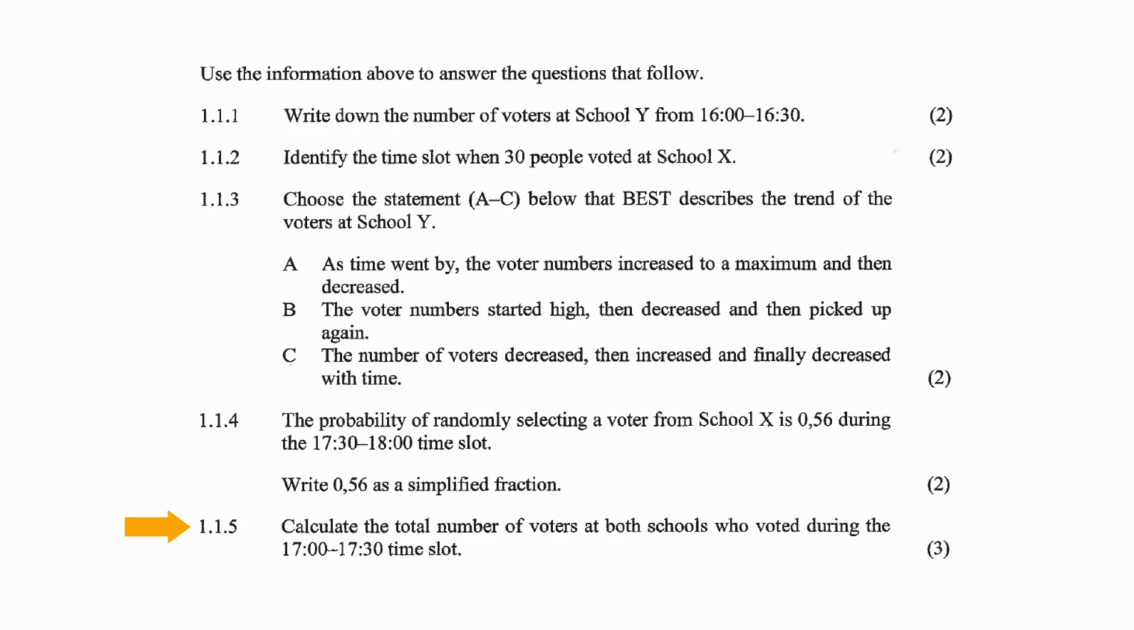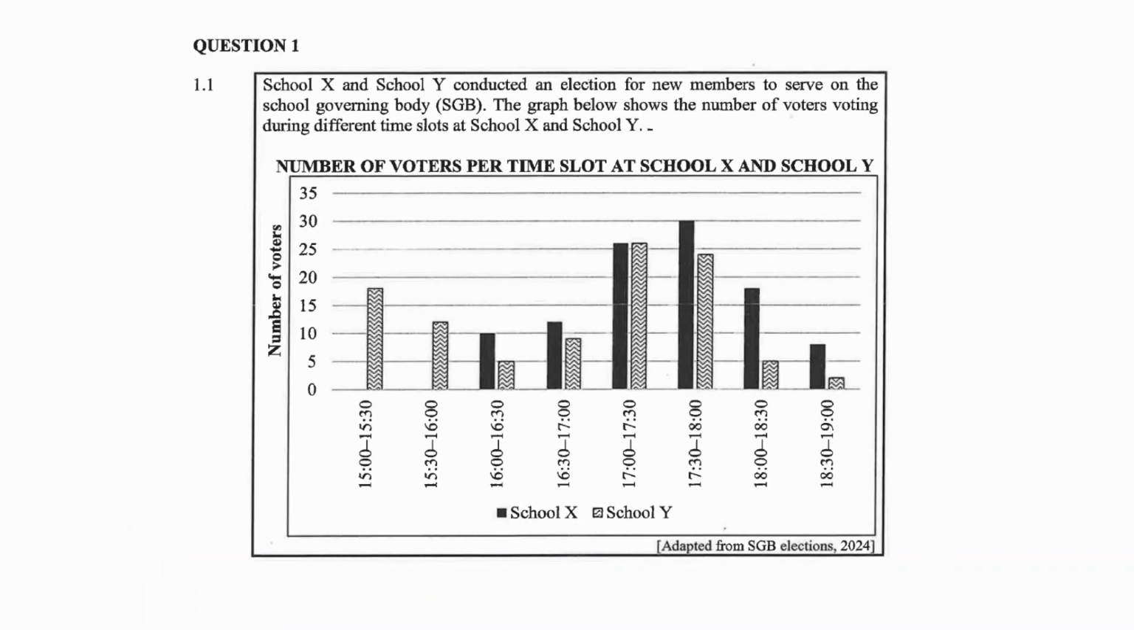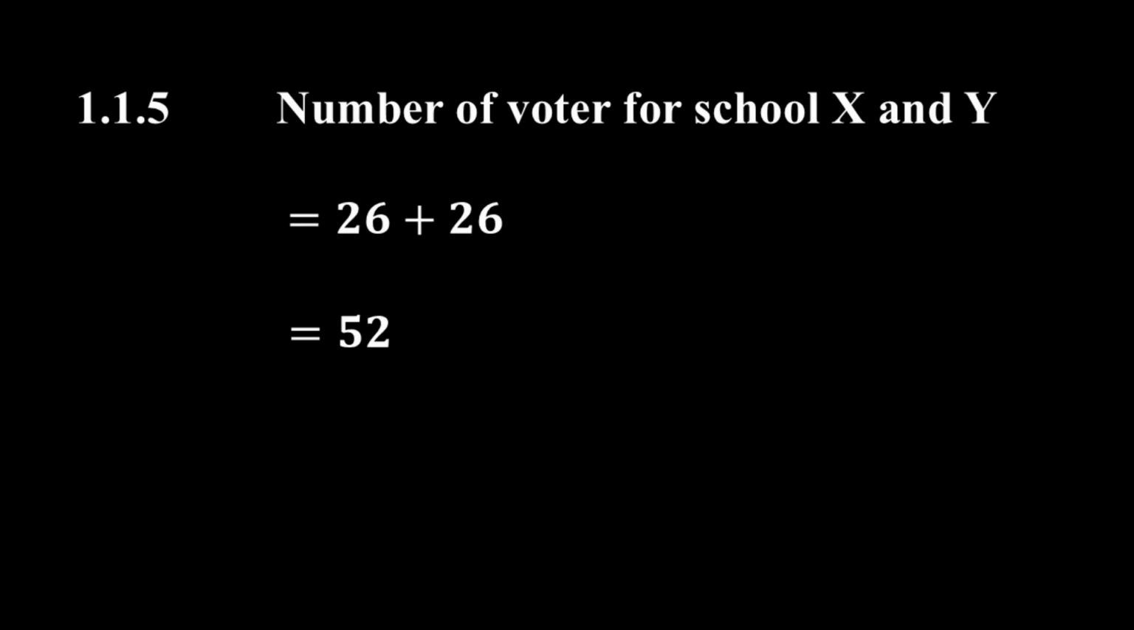In question 1.1.5, you have to calculate the total number of voters at both schools who voted during the 1700 and 1730 time slot. On the graph, during the 1700 and 1730 time slot, the number of voters for School X and Y can be estimated to be 26 voters each. So the total number of voters for both schools during this period will be 52.